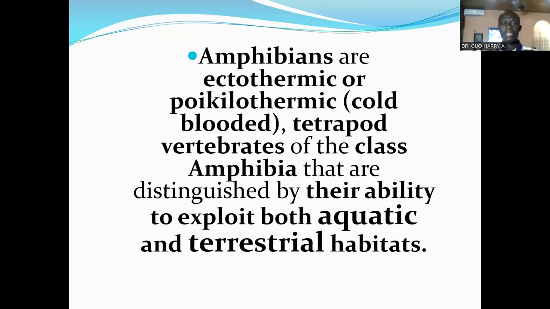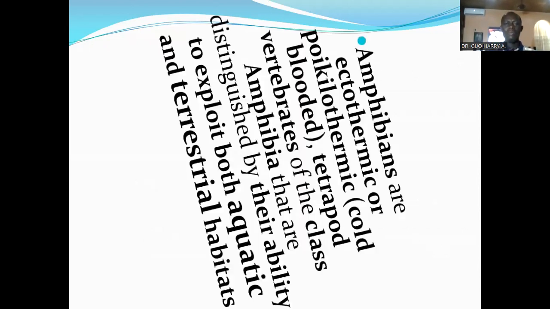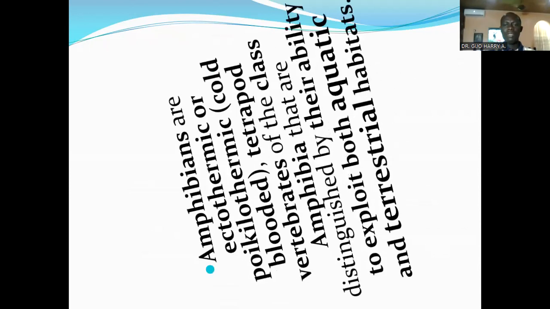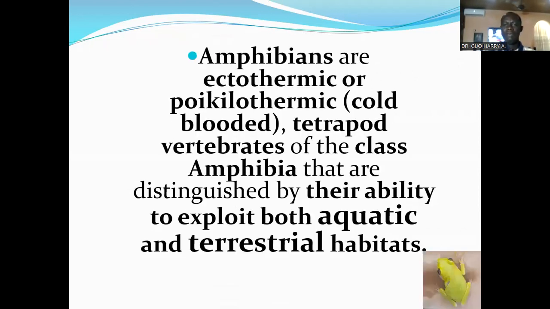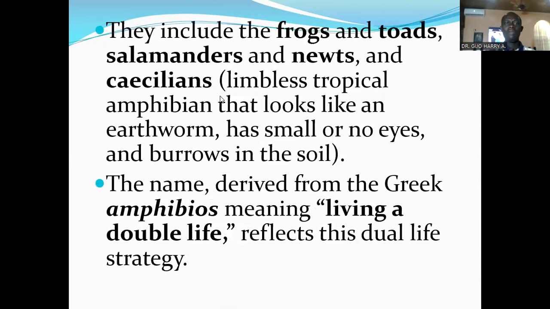And these organisms are said to be amphibians because they have the ability to live both in aquatic and terrestrial habitats. Aquatic habitat means water. They are able to live in water and on land, which is the terrestrial habitat. So that's the major reason why they are referred to as amphibians.